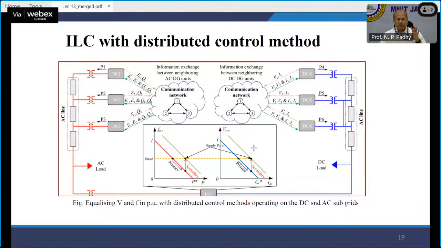You have the AC line, okay, both the lines are available to me. And we have a communication network for both. And there is a small error here. Can you identify what that error is?